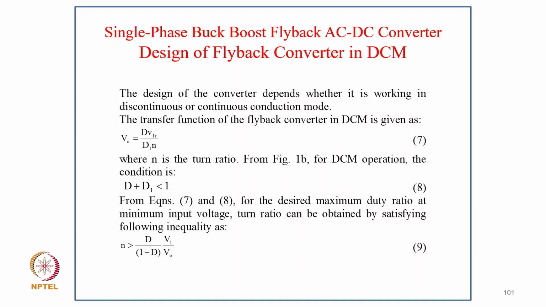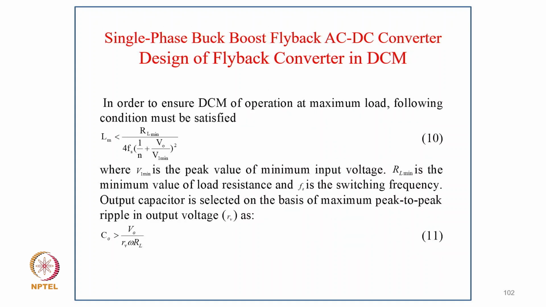So the design of the converter depends on whether it is working in discontinuous or continuous mode. The transfer function of the flyback converter in DCM is given as Vo equal to D V1R divided by D1 N, where N is the turns ratio, and the DCM operation condition is D plus D1 less than 1, where D is the duration corresponding to the device being on, and D1 is the conduction period corresponding to the diode. Of course, it is less than 1 because for DCM operation some period should be there when neither of the two is conducting. So for the desired maximum duty ratio at the minimum input voltage, the turns ratio can be obtained by satisfying the inequality constraint, and should be greater than D upon 1 minus D times V1 upon Vo.